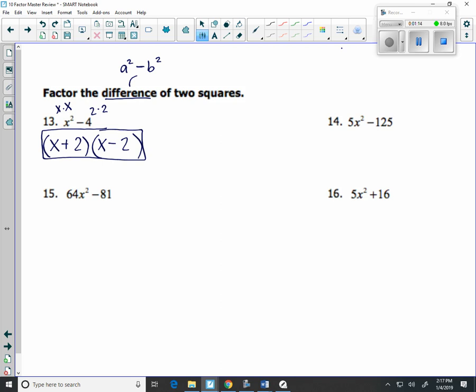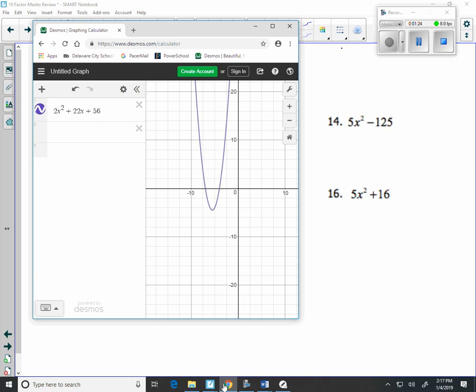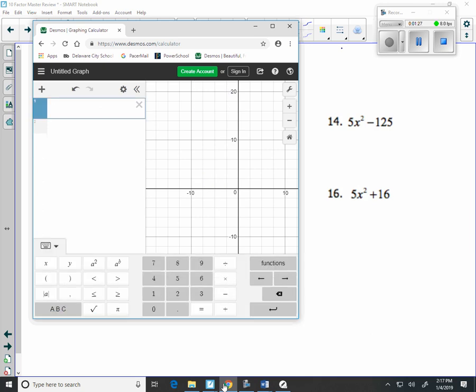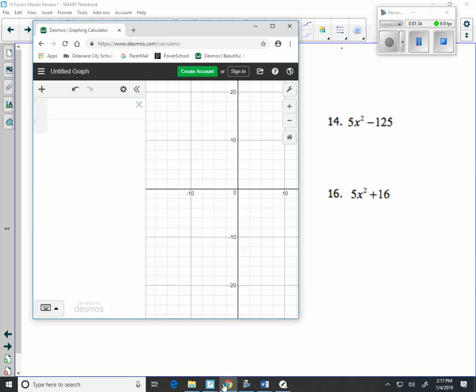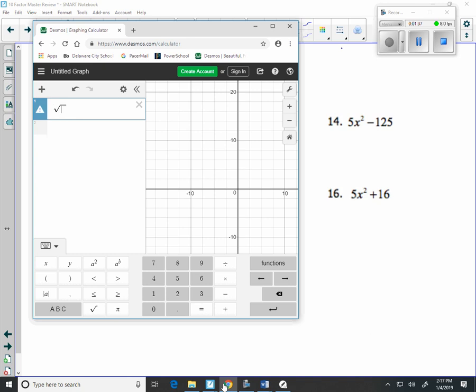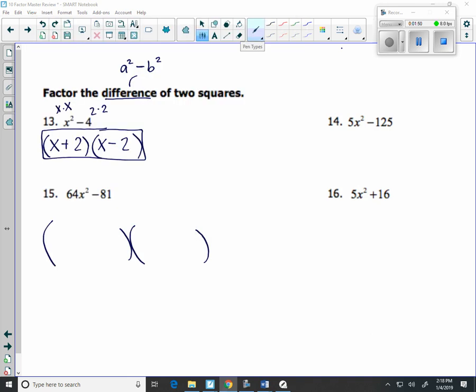15 looks a ton more complicated, but it works exactly the same as 13. I'm going to go a little out of order. 64, again, in your calculator, if you're not sure if that's a perfect square, you just want to do square root, which is under functions, miscellaneous. Oh no, I'm sorry, square root isn't there. Square root's right here, right next to your ABC button. Square root of 64. Square root of 81, that's the other number in our problem. So 64 is 8 times 8. 81 is 9 times 9.